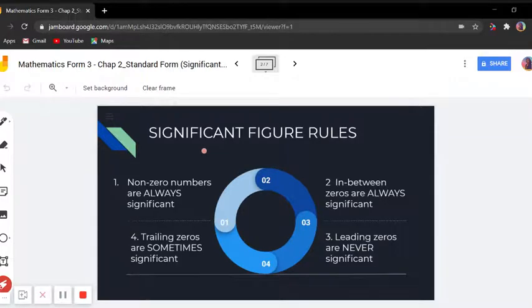So, first of all, there are four rules of significant figures that you need to remember. There are 1, 2, 3, and 4. The first rule of significant figures is non-zero numbers are always significant. The second rule is in between zeros are always significant. The third rule is leading zeros are never significant. The fourth one, trailing zeros are sometimes significant. These four rules are essential for you to remember in order to know how to count significant figures.